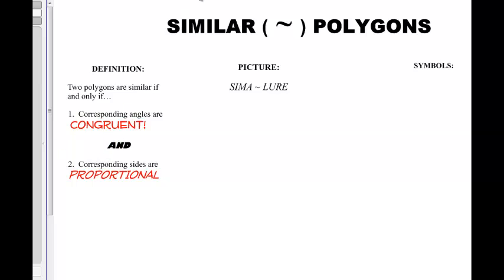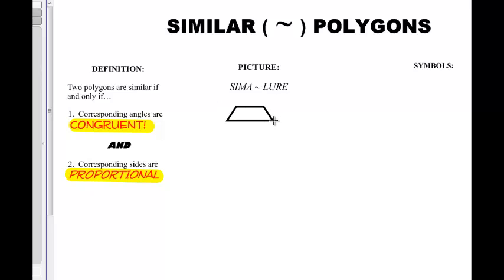When you have similar polygons and you're trying to show they are mathematically similar, then you need two things to happen. Number one, check if the corresponding angles are congruent. And number two, do they have corresponding sides that are in proportion? That's why we did proportions in the last video. Okay, so let's get a picture of this.